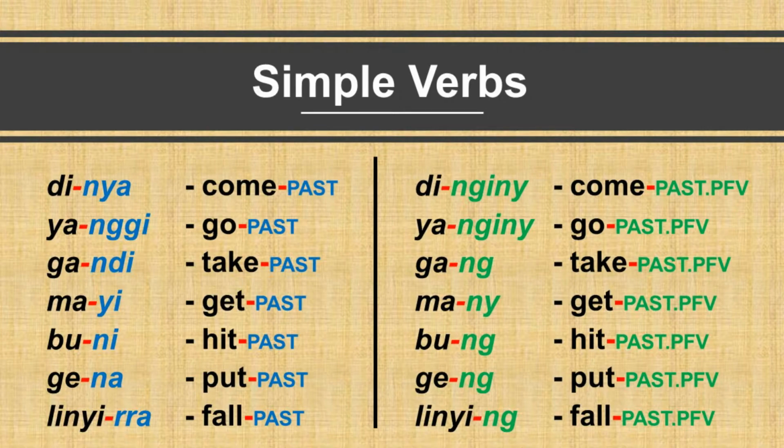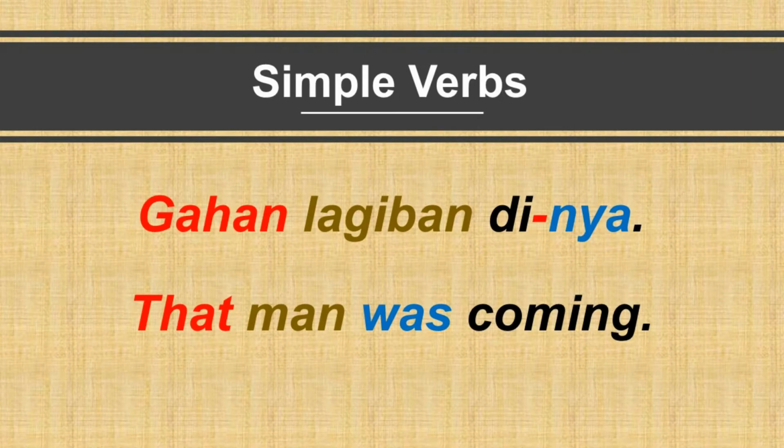Now let's take a look at some real life examples. If you remember way back in the first and also in the second lesson, I had already used some verbs, but I just didn't explain how they would work. So now here you will see how these verbs are constructed and what they do in the sentence. So let's take this example. That man was coming.